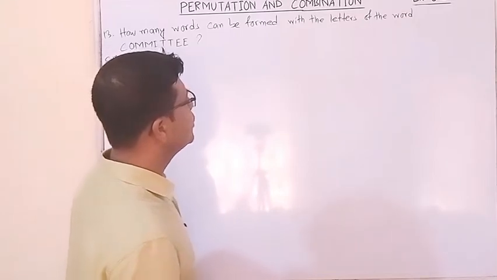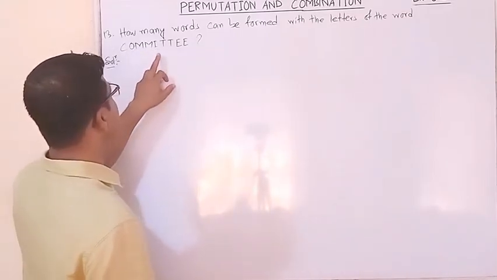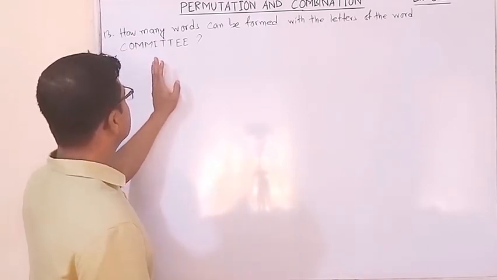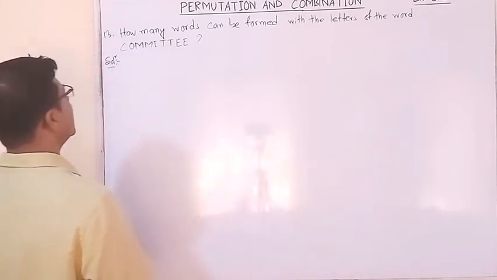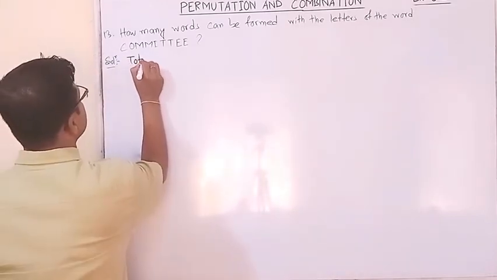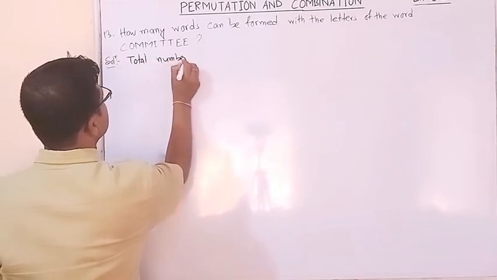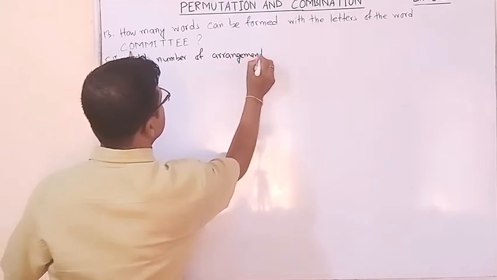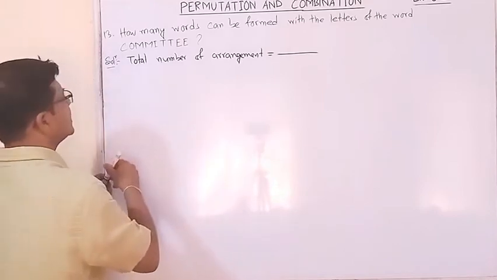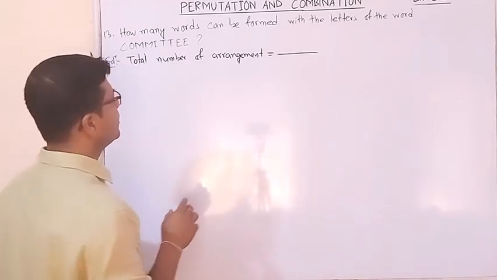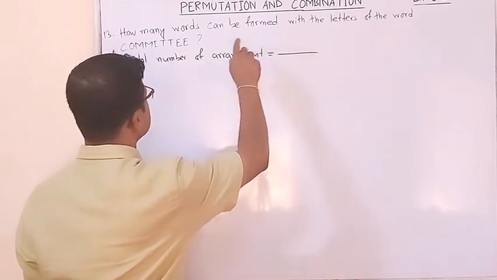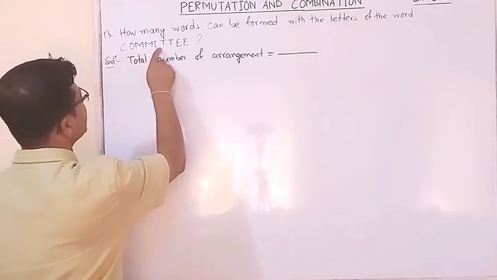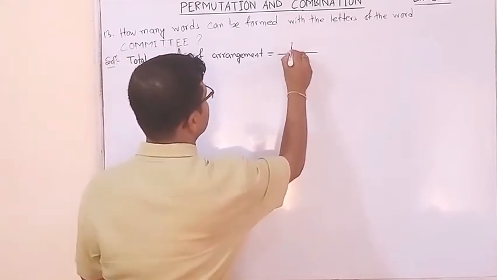How many words can be formed with the letters of the word COMMITTEE? This kind of sum we have already done, where a letter or object is repeated. Now here, dear students, let us write the total number of arrangements. At first some alphabets or letters are repeated, but at the top we have to put the factorial of the total number of alphabets. How many alphabets are there? Let us count: 1 2 3 4 5 6 7 8 9. So here we shall write factorial 9.